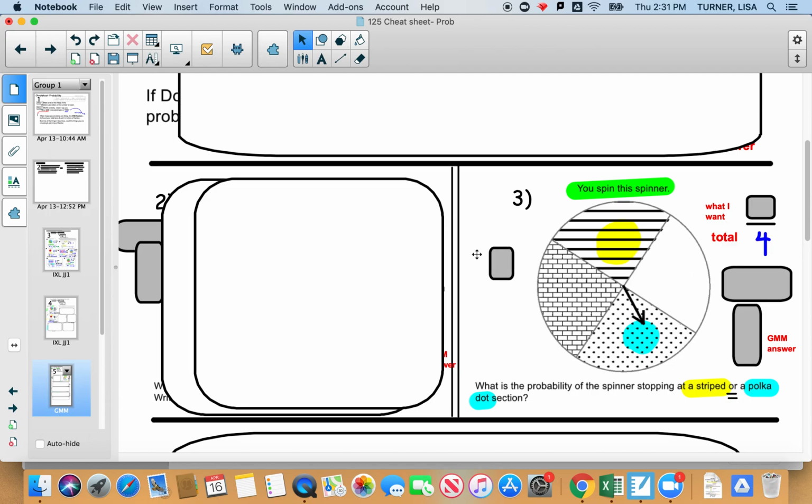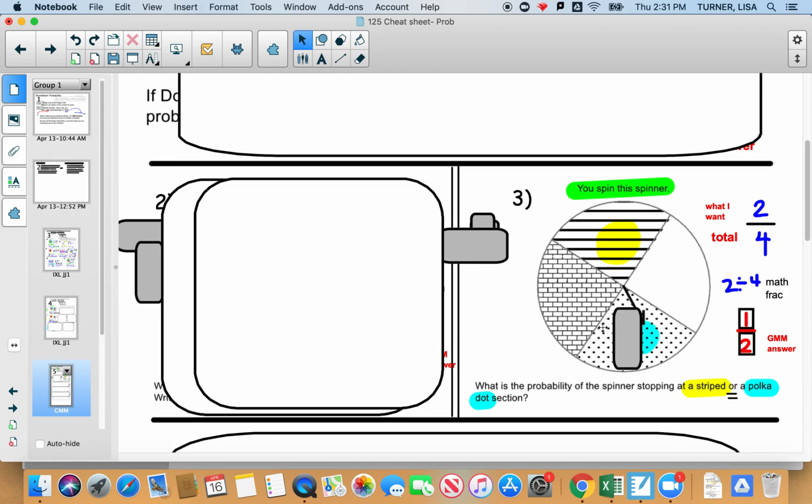So my total was the 4. All right, total. And then how many sections fall into these descriptions, either or description. And so I have 2. Again, GMM, we don't want to do that. 2 divided by 4, and I math frac, and my GMM answer is going to be 1/2.